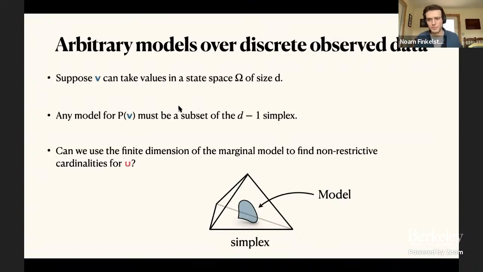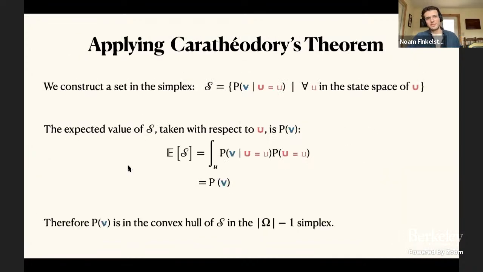So we're going to start with a really broad view. We're going to talk about arbitrary models for discrete data. We're going to suppose that the observed variables can take values in a state space omega of size d. So any model at all for the marginal distribution over those variables has to be a subset of the d-1 simplex. We're not specifically talking about graphical models yet. This is any model at all. And the question is, can we use the finite dimension of the marginal model, the fact that this is a finite dimensional simplex, to find a non-restrictive cardinality for U? And the answer is yes.